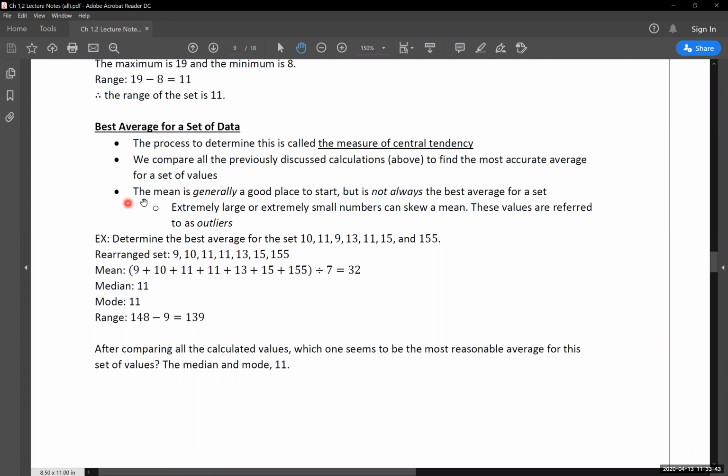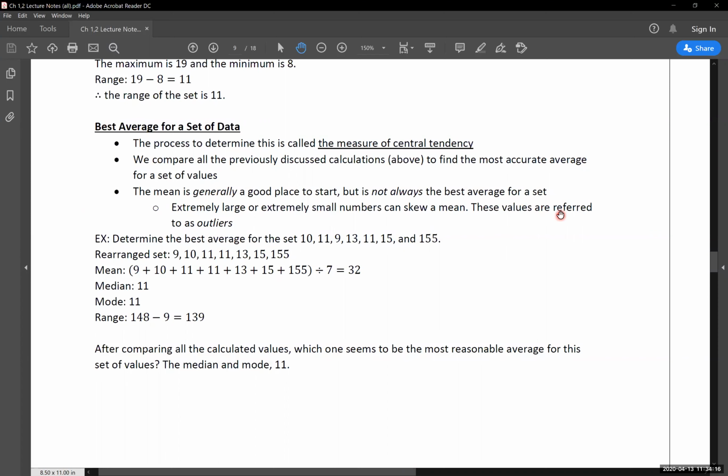When we're doing this, the mean is generally a good place to start, but I would be very cautious with saying, well, the mean is going to be the best average, because mean means the same thing as average. I'm looking for the best average, so I should just go with that and find the answer. Sometimes it's a great place to start, but it's not always going to be the best average for a set. The main reason is that extremely large or extremely small numbers can skew a mean, and these are referred to as outliers.